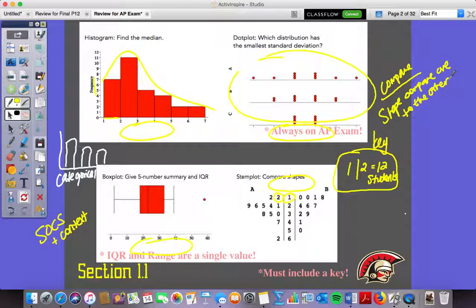For the dot plot question, which distribution has the smallest standard deviation? I just don't really know what determines a small standard deviation.